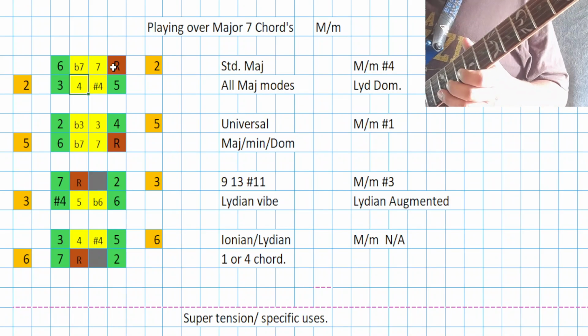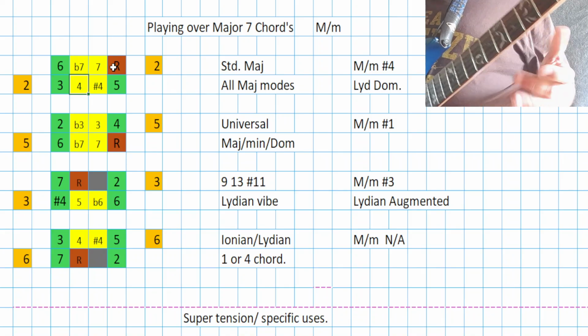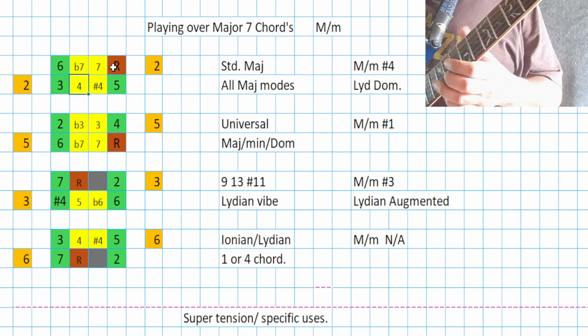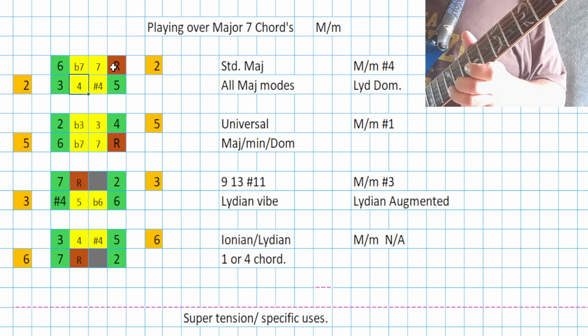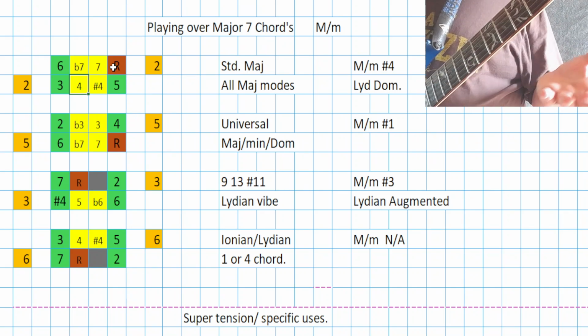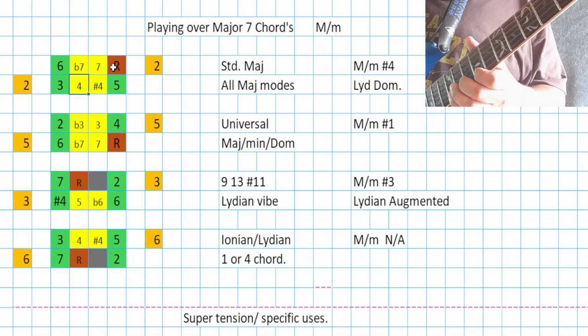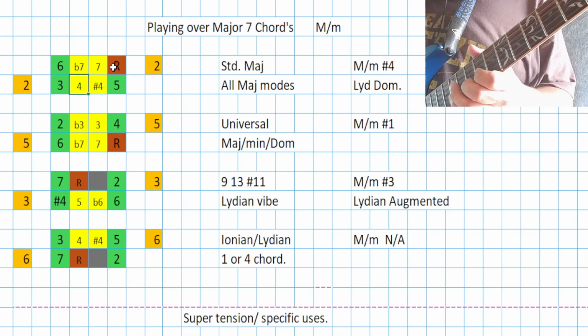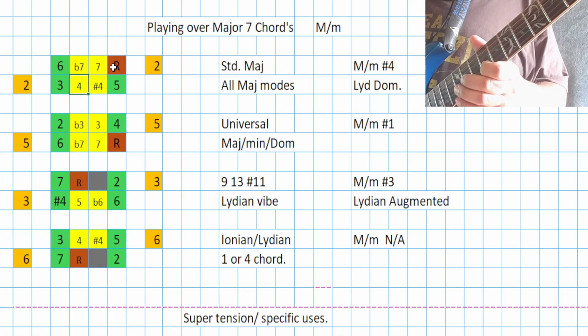You can turn this into E Phrygian, E Lydian, all different keys now. These all come from different keys, but you could turn this into E Phrygian. I'm sorry, this is major, so these would all be those counterparts. You could turn this into E Mixolydian. You could turn this into E Ionian or E Lydian.